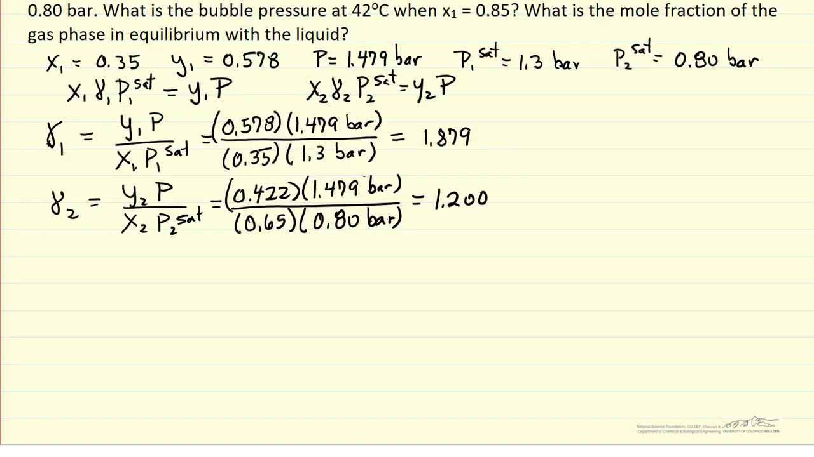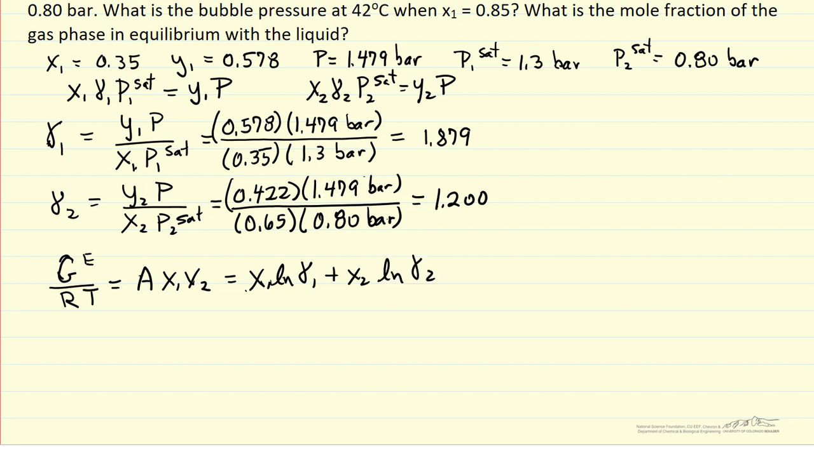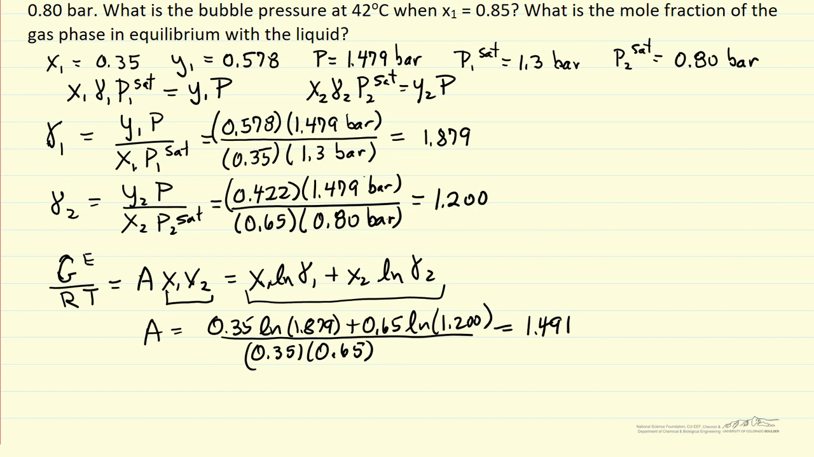So the one-parameter Margules equation relates the excess Gibbs free energy over RT to the parameter A times x1 and x2. But the excess Gibbs free energy over RT in general is related to the activity coefficients. Well, we have all of these values, so we can solve for A. When we substitute in the values, we get a value for A of 1.491. This is dimensionless. It's the excess Gibbs free energy over RT.